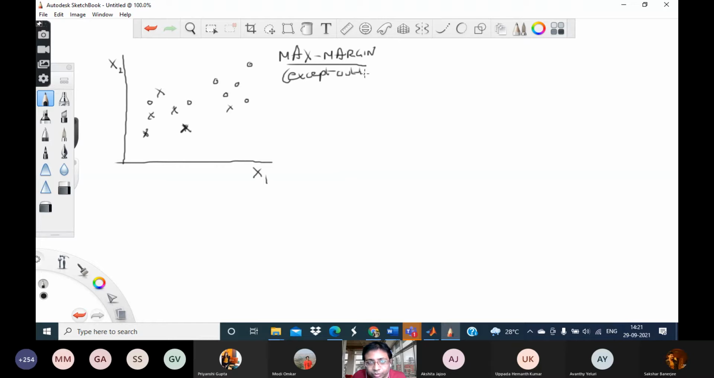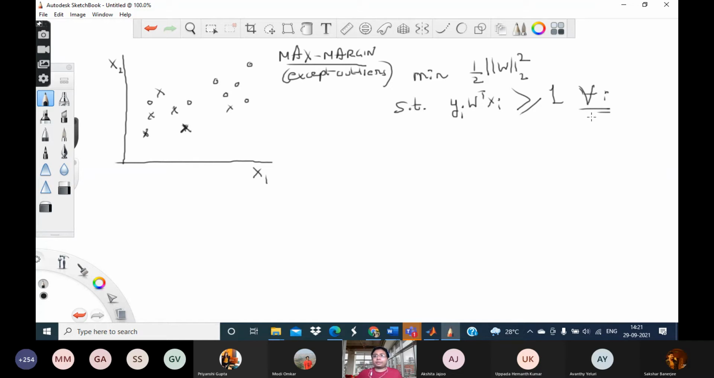So we continue with the same basic structure of the problem as follows. That is to say, I want to minimize half of this quantity, the squared L2 norm, such that this constraint holds for all i.